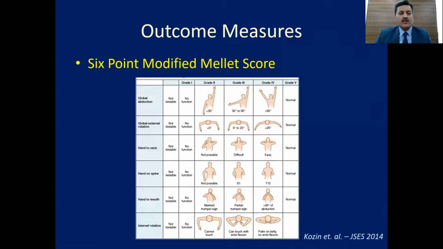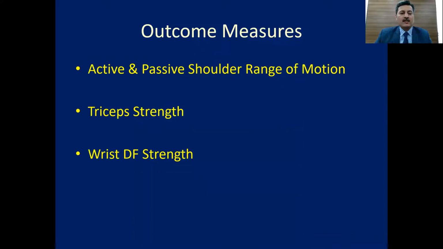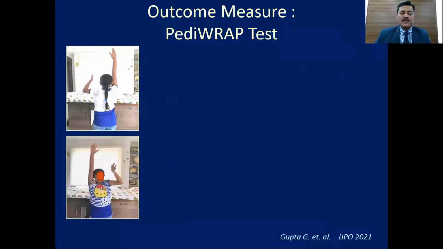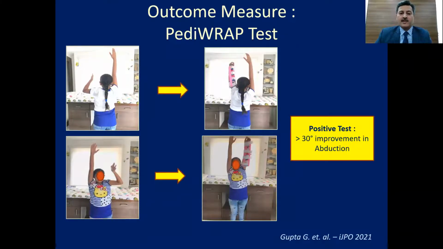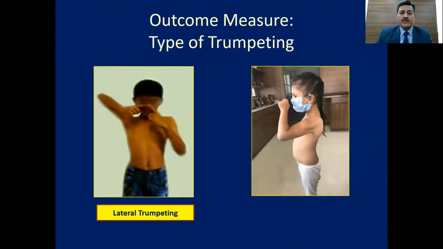In outcome measures, we used the 6-point modified Mallet score. We measured active and passive shoulder range of motion, triceps strength, and wrist dorsiflexion strength by MMC. We also saw what happens when an elbow extension splint, or pedi-rep, is applied to these elbows. The pedi-rep test was turned positive when the improvement was more than 30 degrees of abduction. The type of trumpeting was also noted. If a child required forward flexion to reach the mouth, that was termed forward trumpeting.